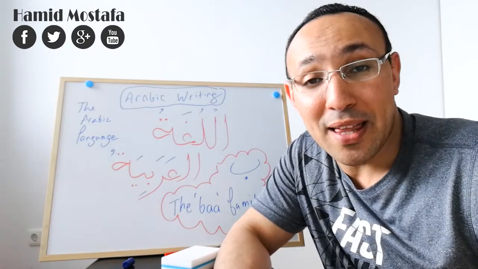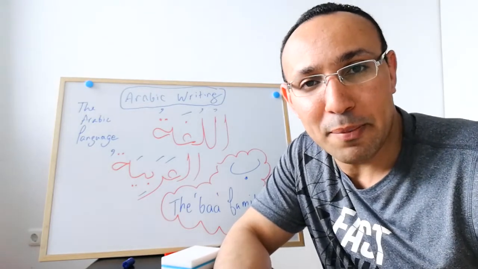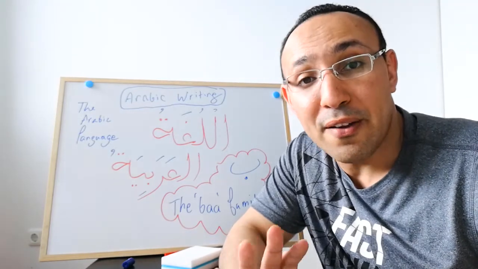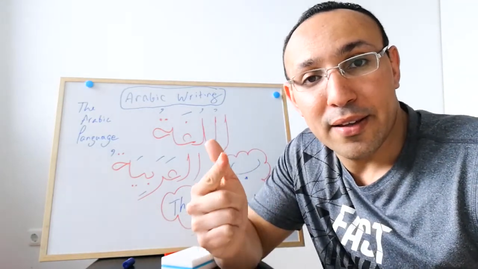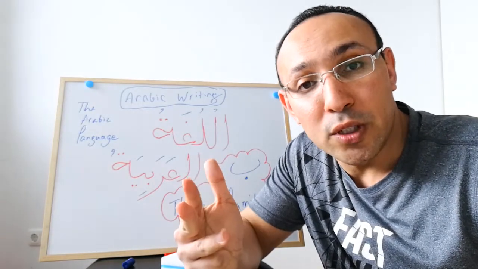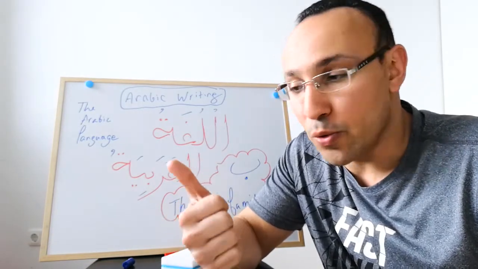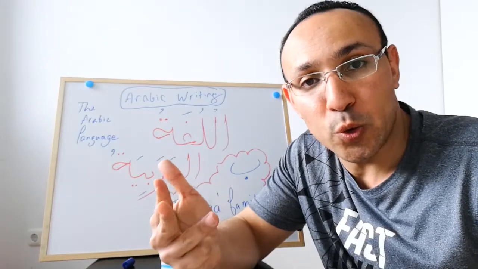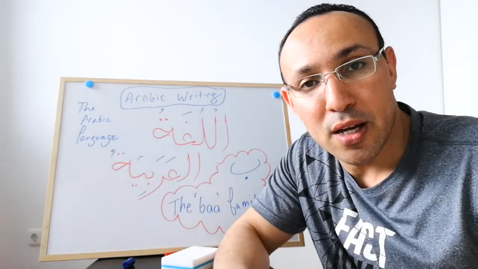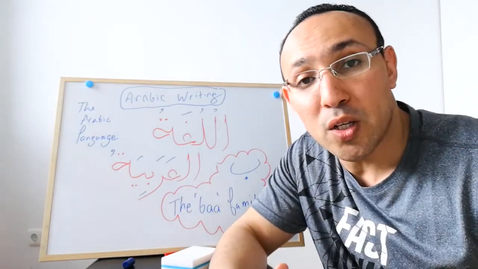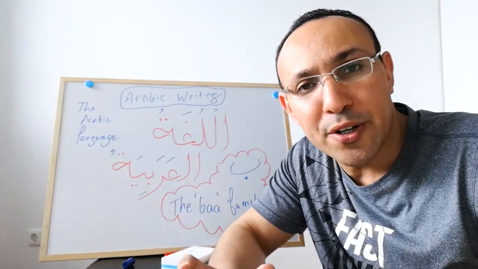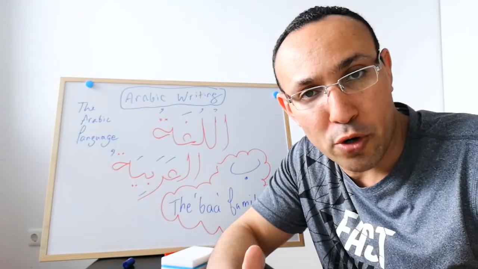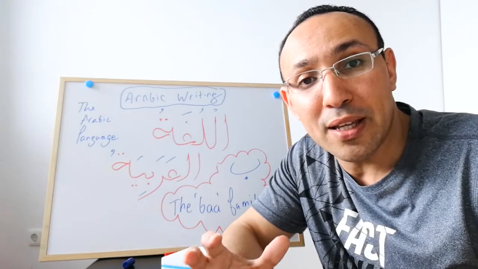The ba family consists of 5 letters: the ba, the ta, the thaa, the noon, the ya. So ba, ta, tha, noon, ya. 5 letters of the ba family. And why do we say they are a family? Because they have a very similar shape and similar form, especially in the connected form.